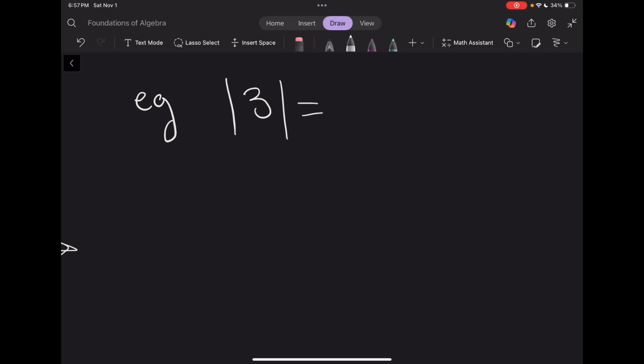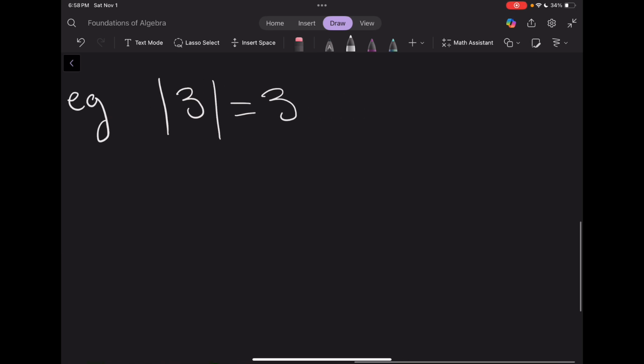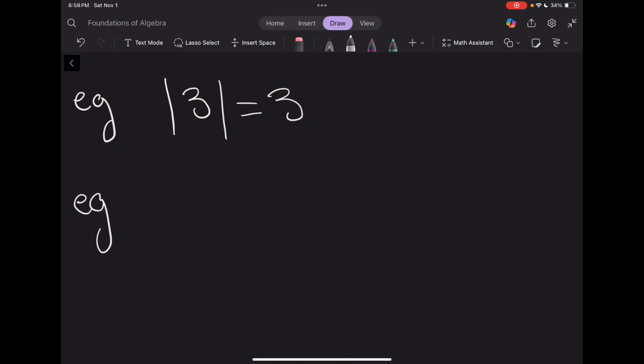So what would my answer here be? It would be 3. And if I had a negative number inside, it would still be 3.